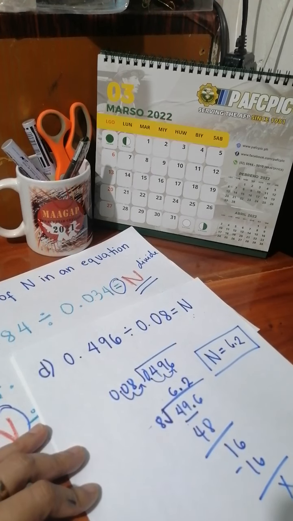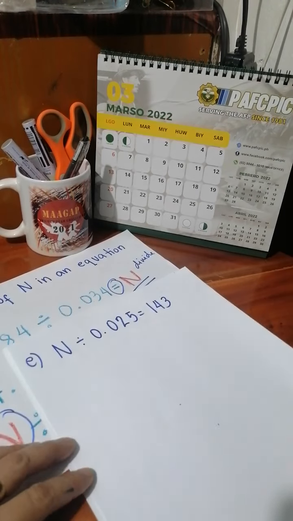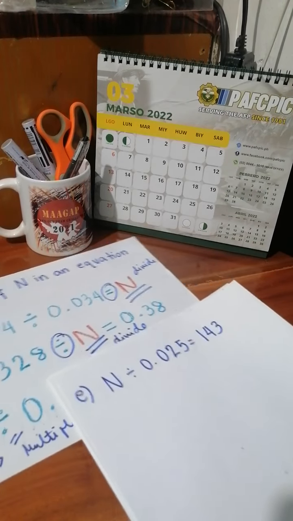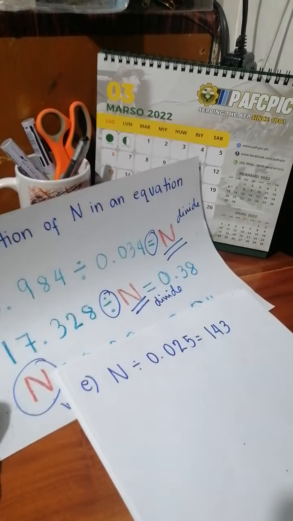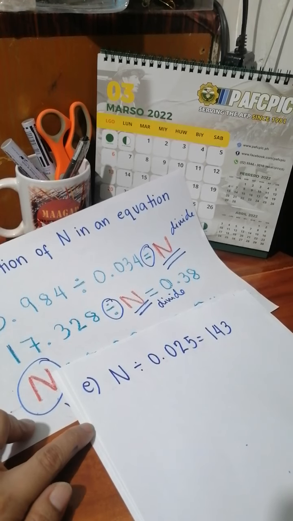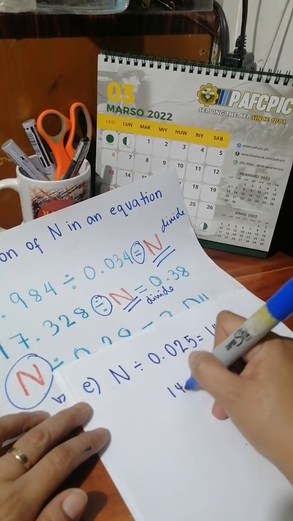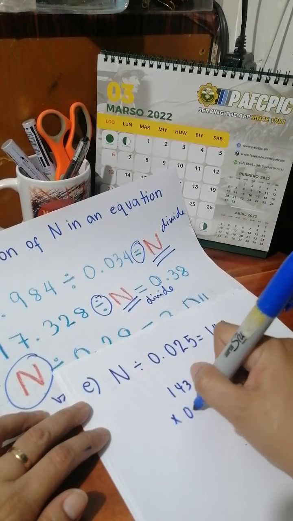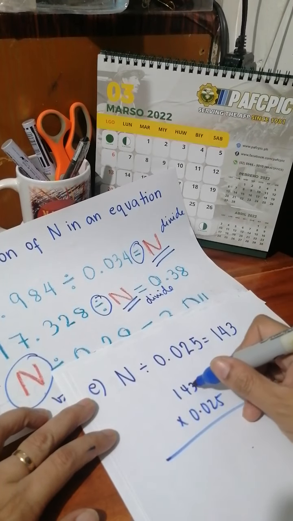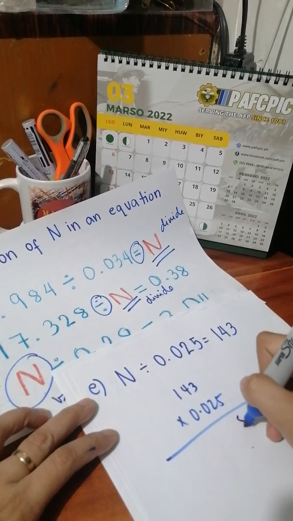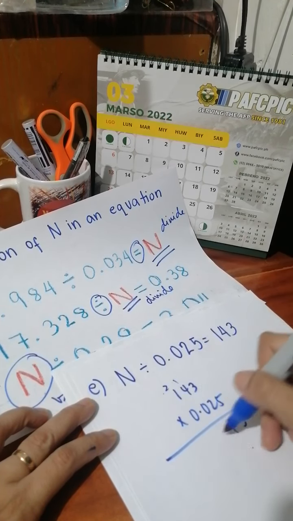Okay. Next is the letter D. So, take note again. The location of n is at the front, nasa beginning. So, since at the beginning, ibig sabihin, we are going to multiply the two numbers. So, 143 times 0.025. So, multiply that. 5 times 3, that will be 15. Carry 1, 21. Carry 2, so that will be 7.